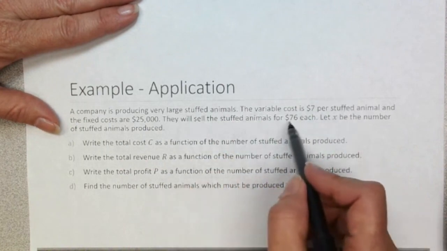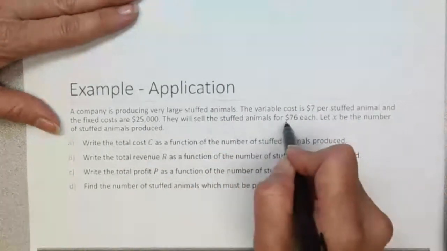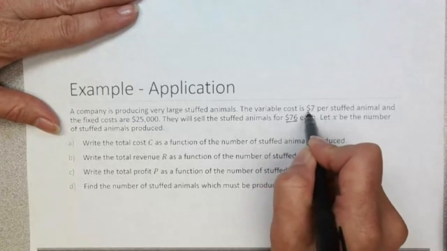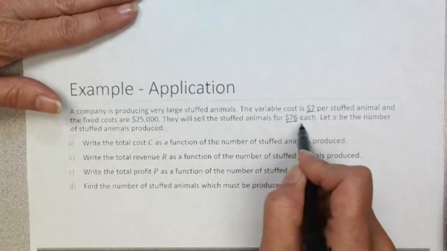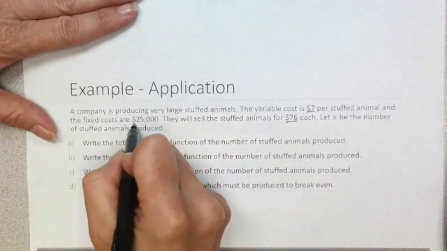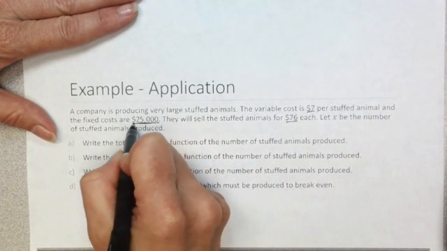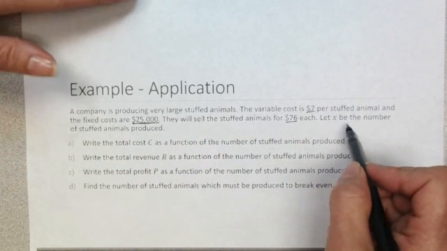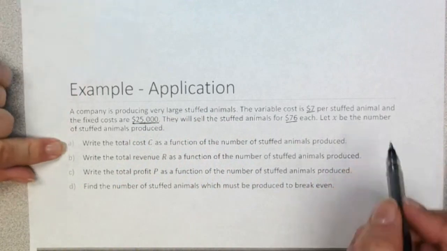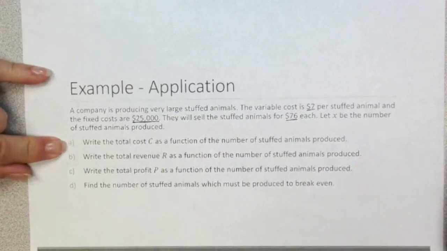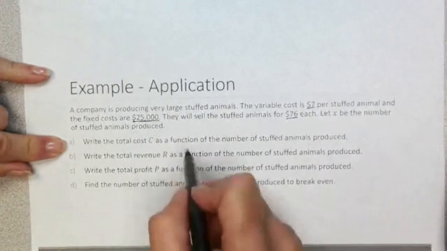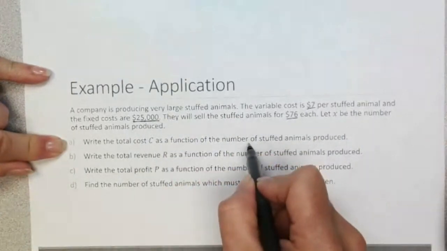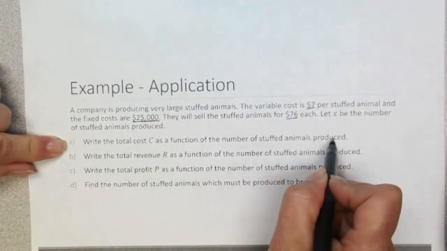They're going to sell the stuffed animals for $76 each. So it costs $7 per stuffed animal, they're selling them for $76 each, and there are these fixed costs of $25,000. X is going to be the number of animals produced. Part A says to write the total cost as a function of the number of stuffed animals produced.